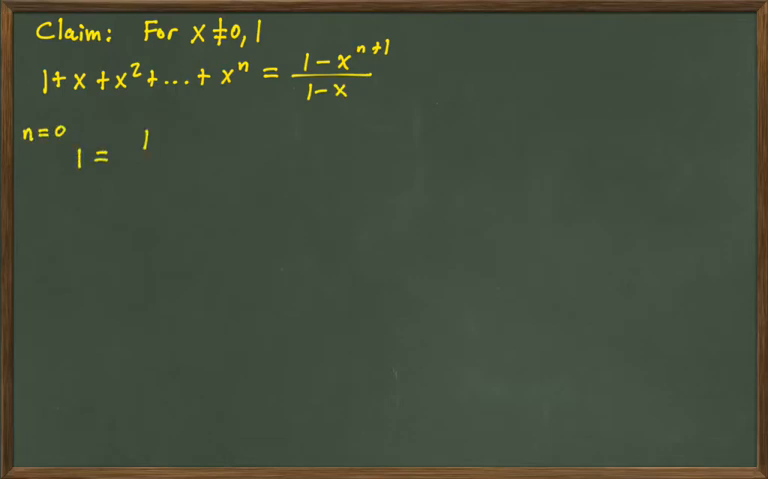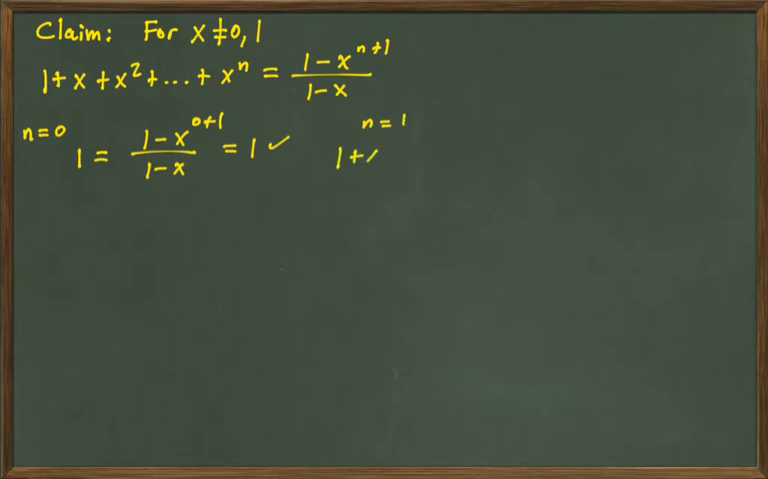Let's say that n is equal to 0, so we're only finding 1. Is 1 equal to 1 minus x to the 0 plus 1, all over 1 minus x? That is 1 minus x over 1 minus x, which is 1. So this formula is true for n equals 0.